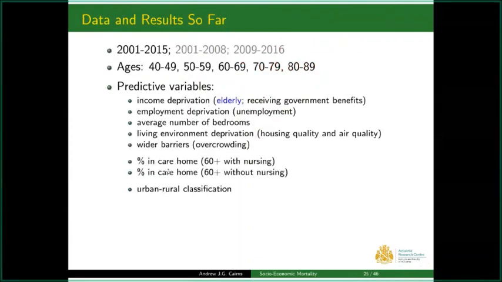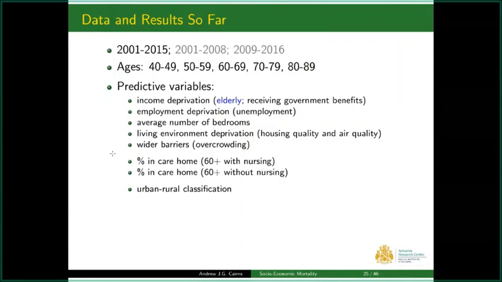Now to move on to the data and the results so far. We're going to look at the period 2001 to 2015. We'll also look at 5 different 10-year age groups, 40 to 49 up to 80 to 89, and we'll just talk about how the model fits and the relative risks, how they vary with age group.